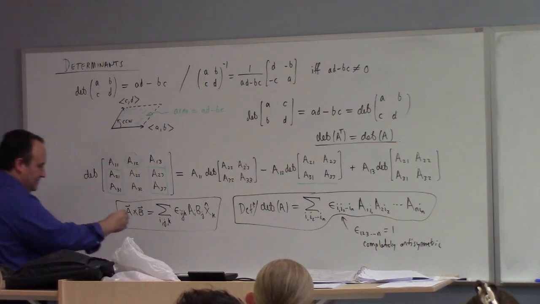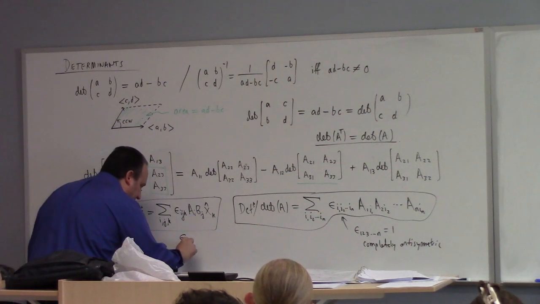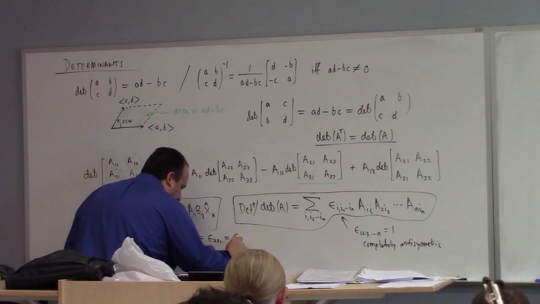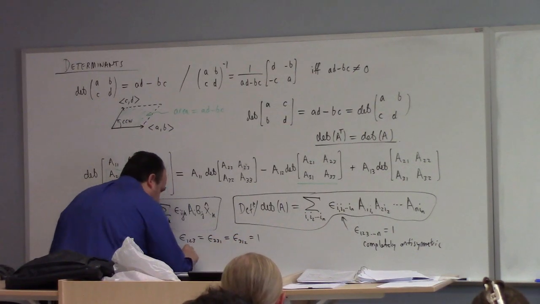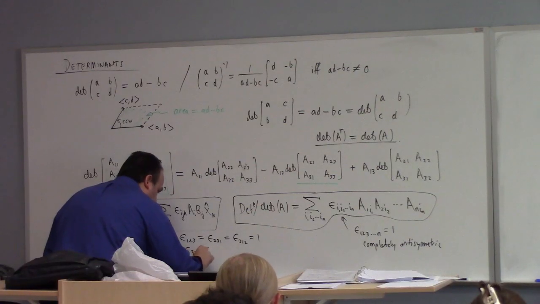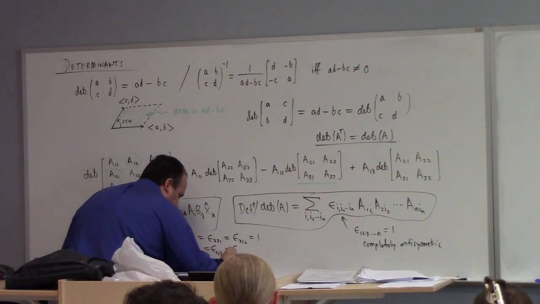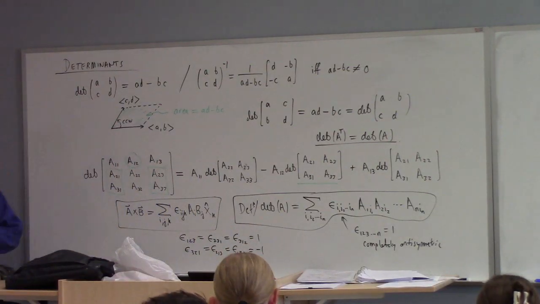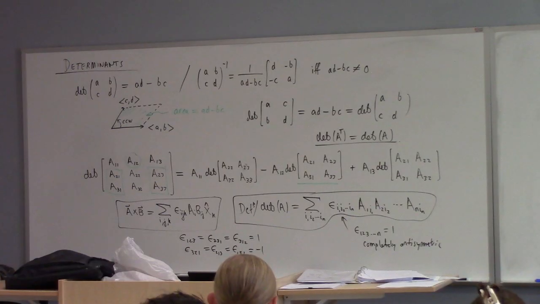In 3 dimensions, epsilon 1, 2, 3 equals epsilon 2, 3, 1 equals epsilon 3, 1, 2 is equal to 1, whereas epsilon 3, 2, 1 equals epsilon 2, 1, 3 equals epsilon 1, 3, 2 equals minus 1. These are the 6 non-trivial terms that form the cross product with plus, plus, plus, and minus, minus, minus. Search your heart. You'll find that this is true.